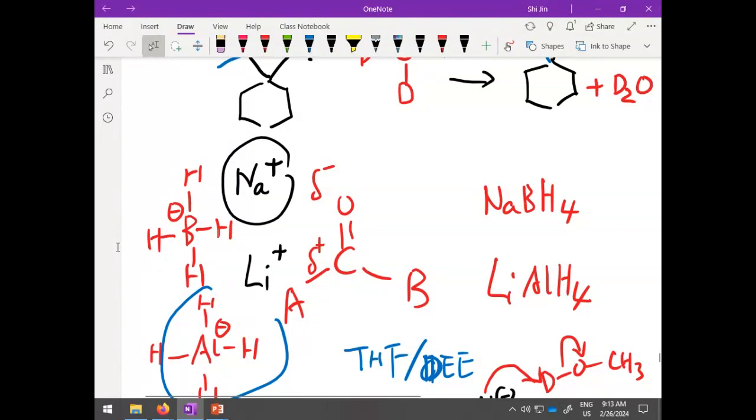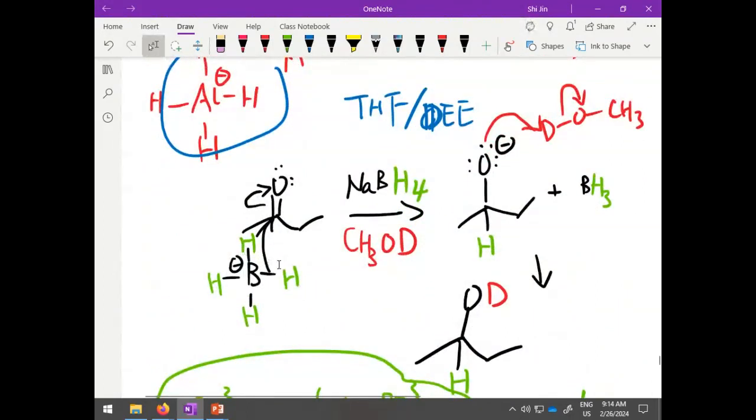So the key reactivity: these two are anions. Anions typically serve as what kind of reagent? Nucleophile. Okay, and the carbonyl carbon is highly positively polarized. So the carbonyl carbon will be attacked by either the BH4 minus or AlH4 minus, and both reagents react in a similar way.